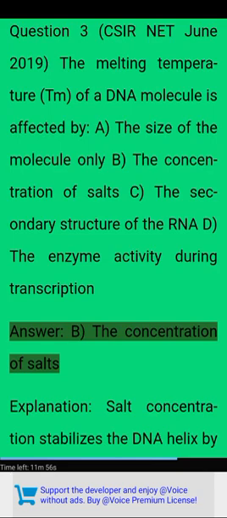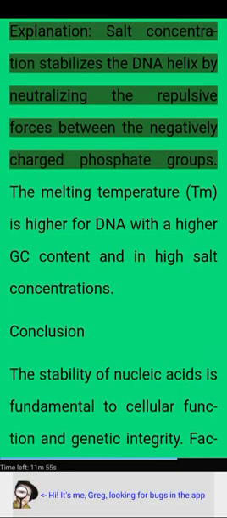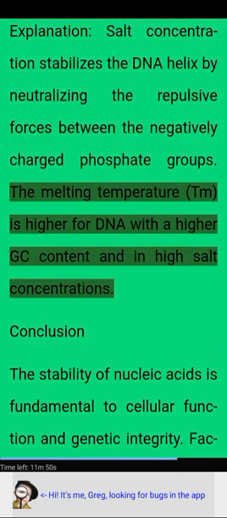Answer. B. The concentration of salts. Explanation. Salt concentration stabilizes the DNA helix by neutralizing the repulsive forces between the negatively charged phosphate groups. The melting temperature (Tm) is higher for DNA with a higher GC content and in high salt concentrations.